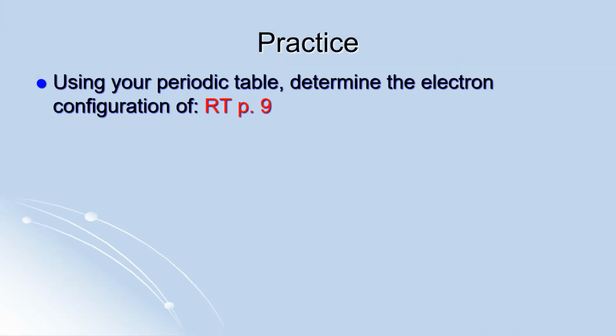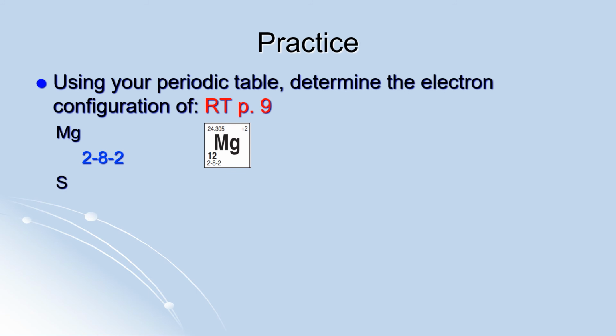So let's quickly practice writing the electron configuration, or more like finding the electron configuration from your periodic table. If you guys turn to page 9 in your reference table packet, that's where we have the periodic table. And let's try to find the electron configuration for magnesium. That turns out to be 2-8-2. Remember, just look at the bottom left-hand corner, and that's where you find the electron configuration. At the bottom left-hand corner, the electron configuration is 2-8-2.